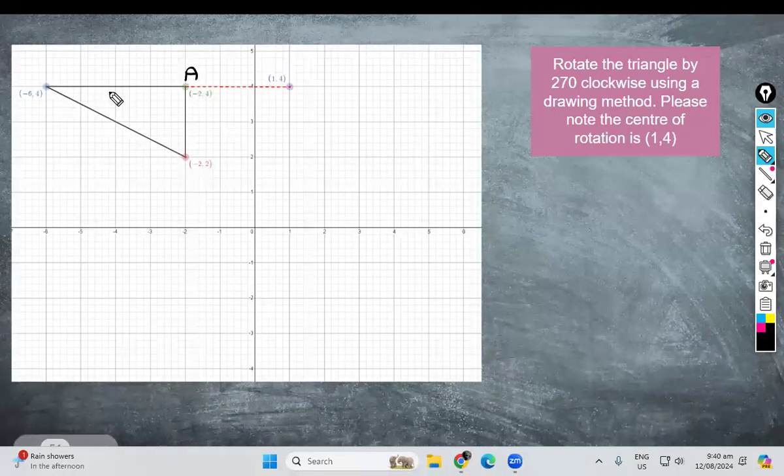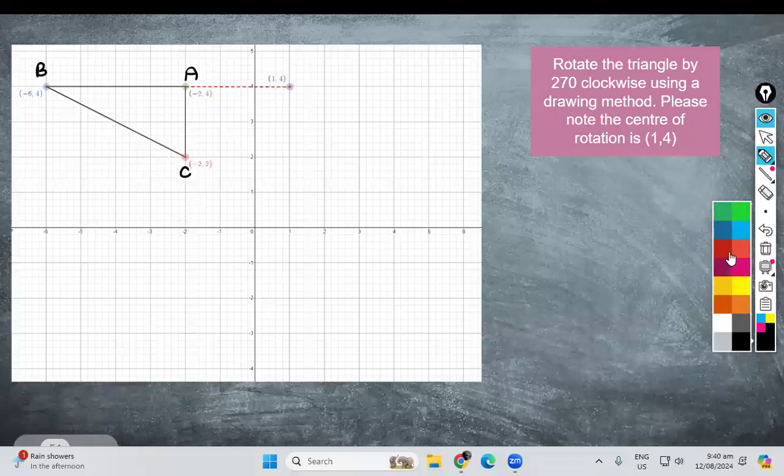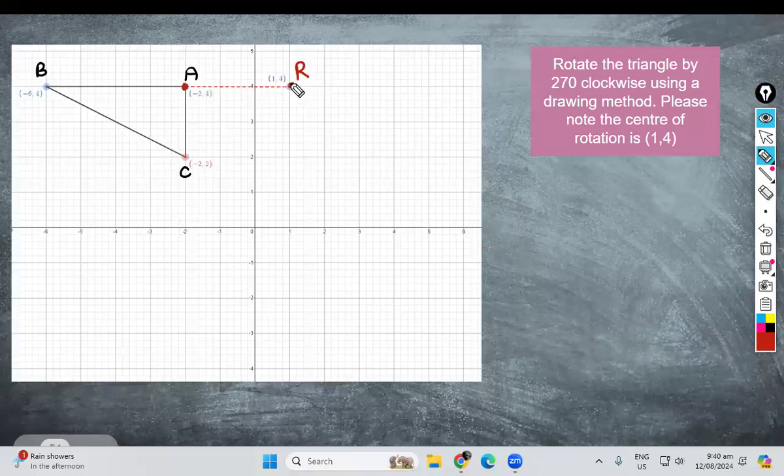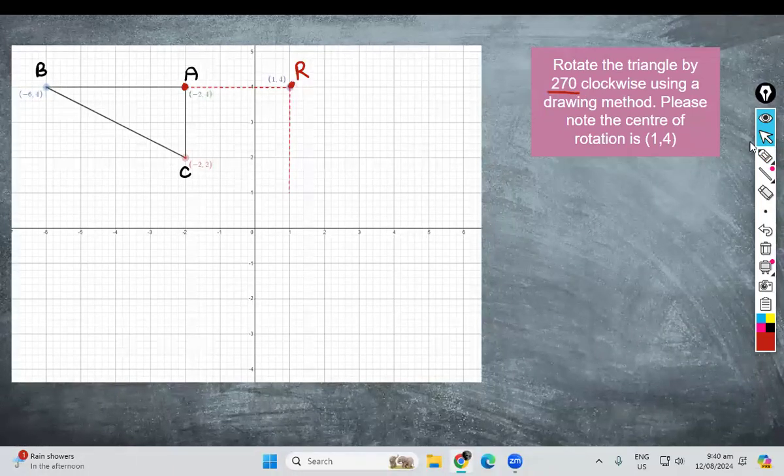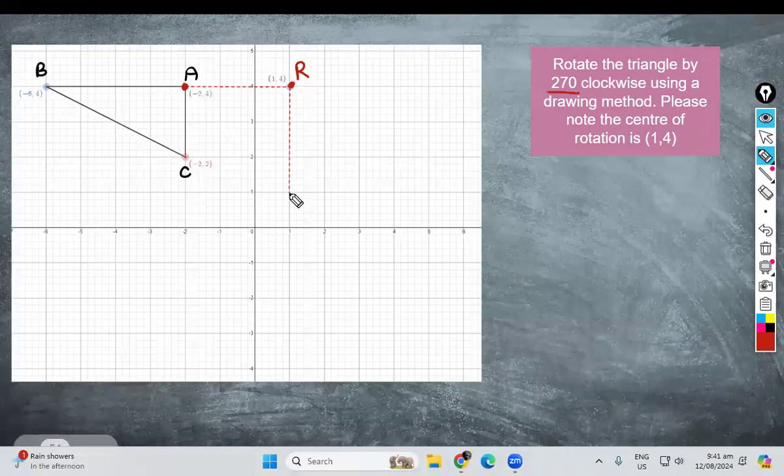This is point A, this is point B, and this is point C. So all we're going to do is take point A and connect it to the center of rotation here, right? And we're going to use our ruler and measure the exact length of that line. And then use our protractor and measure how many degrees? 270 degrees clockwise. So let me show you how that's going to look. If we do that, point A prime will end up down here.